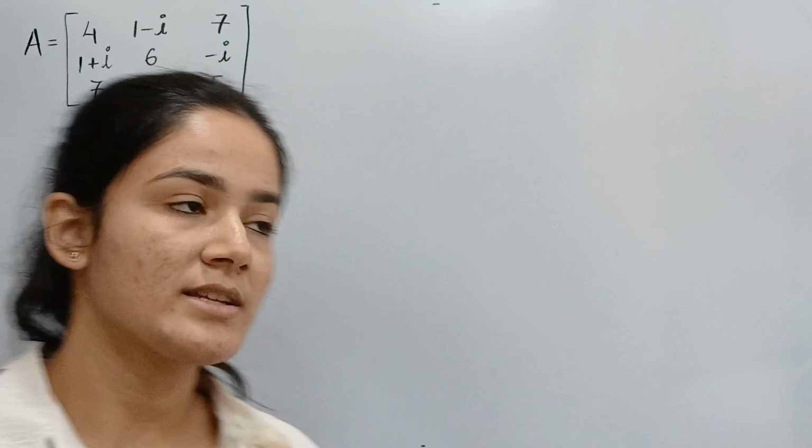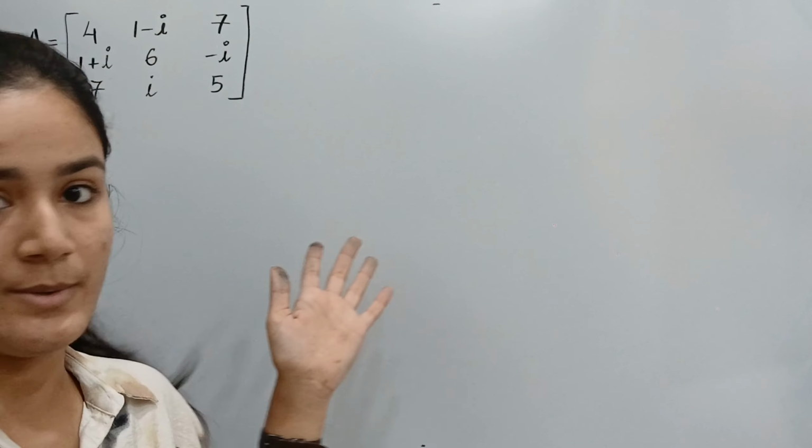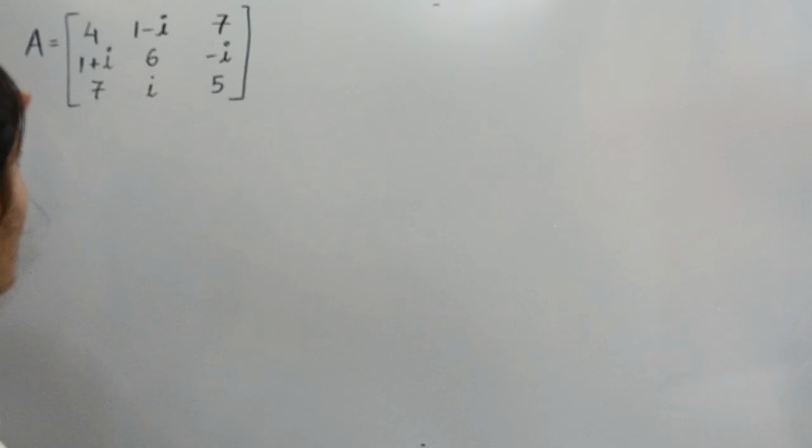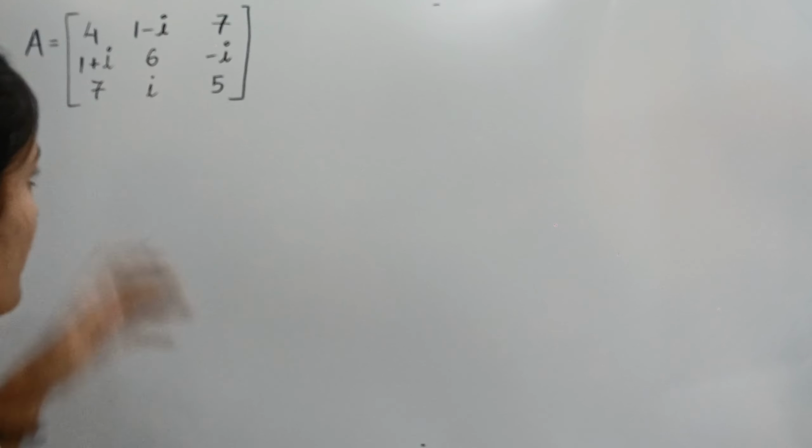That is A equal to A dagger. So let's understand Hermitian matrix by an example. So here we have a complex matrix A. Now we have to first find out the conjugate of matrix A.